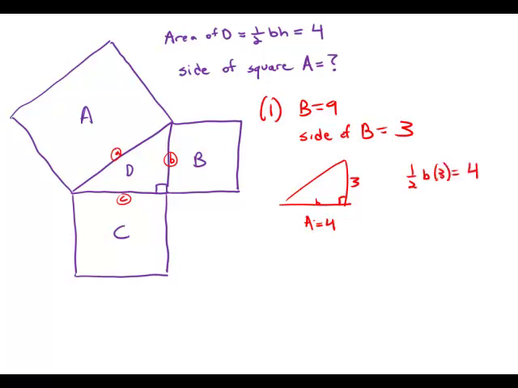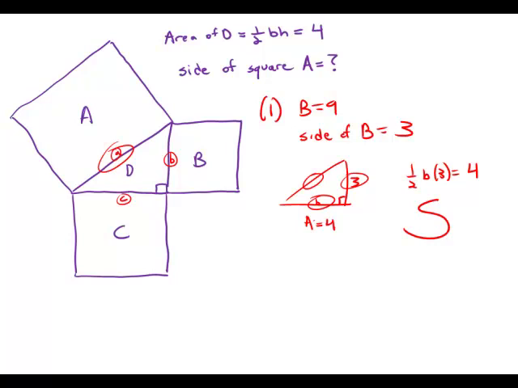Once we figured out the base of the triangle, then of course we'd know both legs of the right triangle, and we'd be able to use the Pythagorean theorem to find out the hypotenuse, and the hypotenuse of that triangle is the side of square A. That's the very thing we're looking for. So it turns out that if we knew the area of square B, we can figure out the length of side A. So this statement is sufficient by itself.